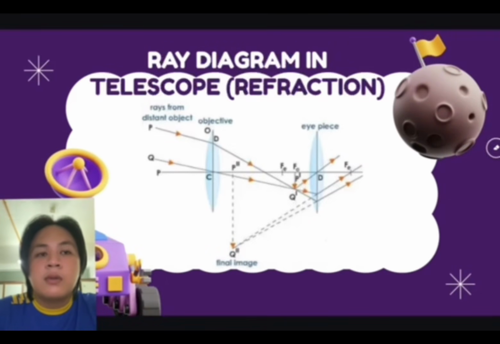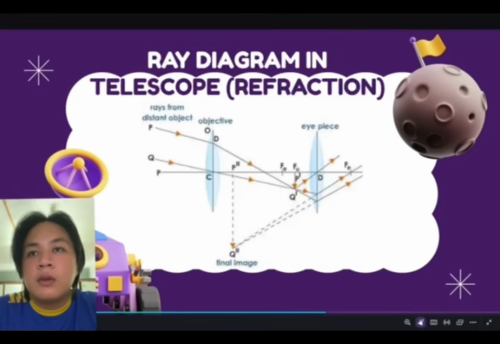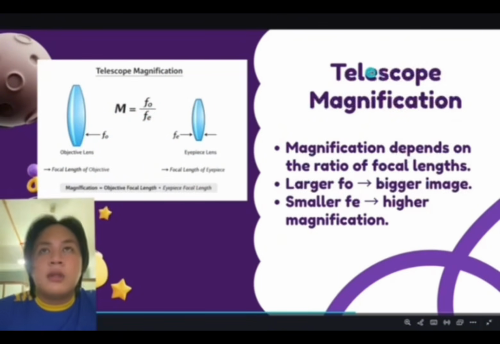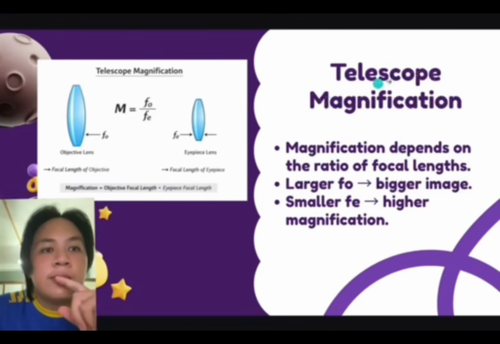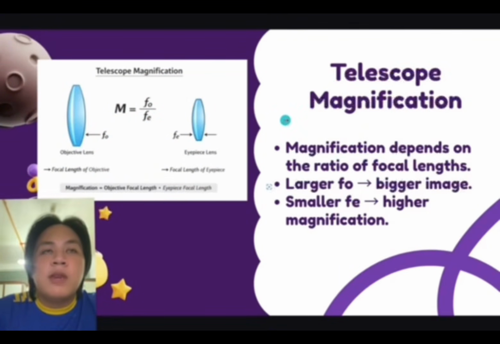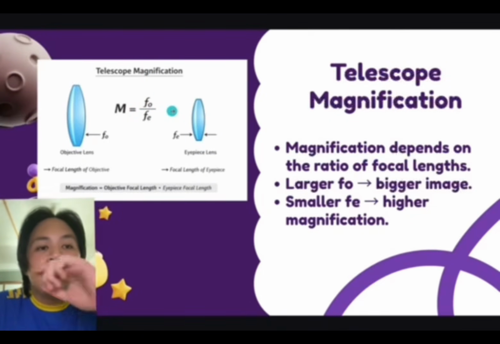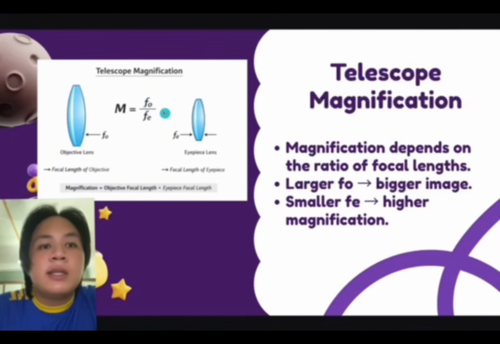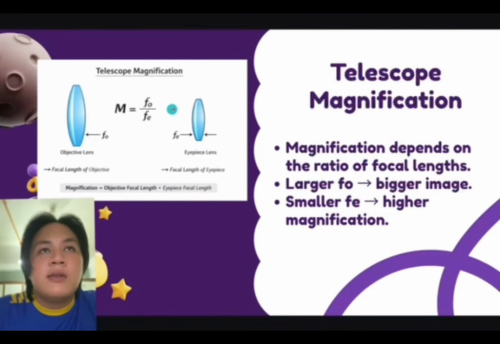Now, I will explain telescope magnification. The magnification of a telescope is defined by the ratio of the focal length of the objective lens to that of the eyepiece lens, which is mathematically expressed as m equals f0 over fe, where f0 represents the focal length of the objective lens and fe represents the focal length of the eyepiece lens.